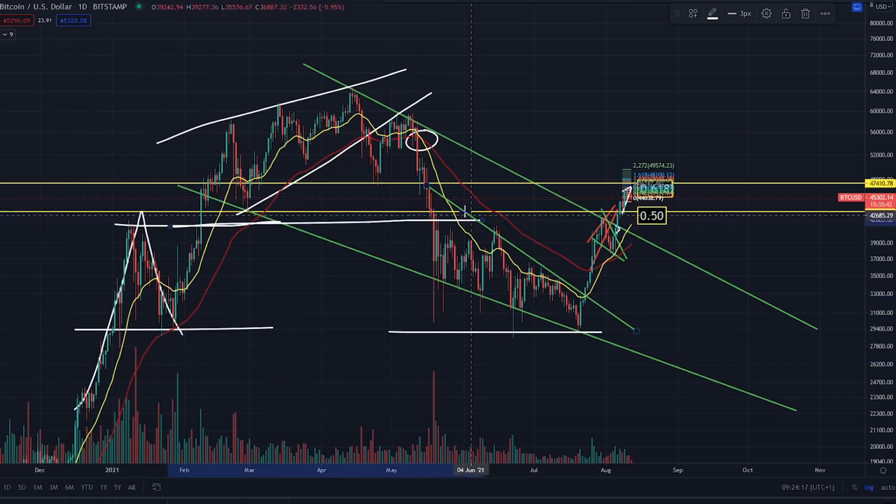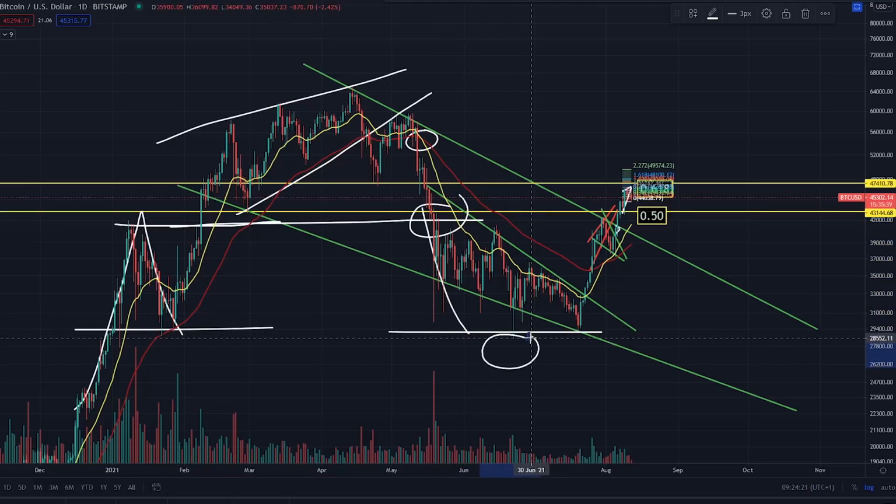You lost the swing high just there. Boom, technical target. Break resistance, you've got a technical target to the upside. Lose support, you've got a technical target to the downside. It really is that simple.